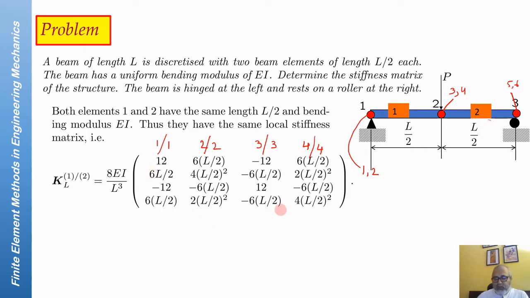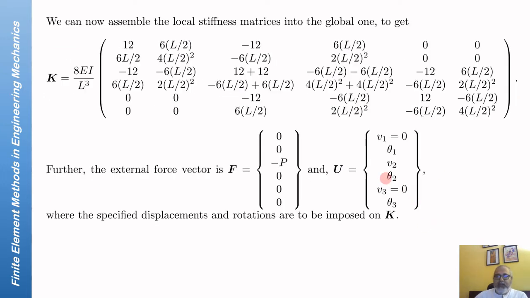By the way, I have 3 nodes, 2 degrees of freedom per node. So my K global will be 6 cross 6. K local, of course, is 4 cross 4. So this goes into the top 4 cross 4 corner of the global stiffness matrix. That's where it goes. It goes into columns 1, 2, 3, 4 and rows 1, 2, 3, 4 of the global stiffness matrix.